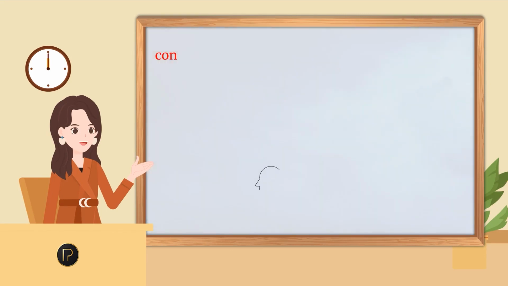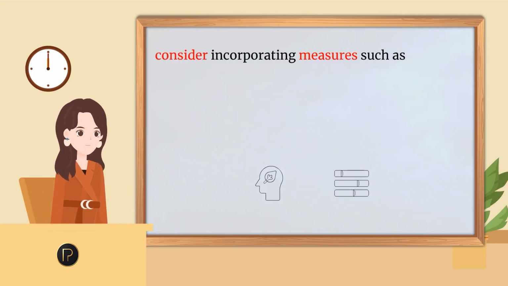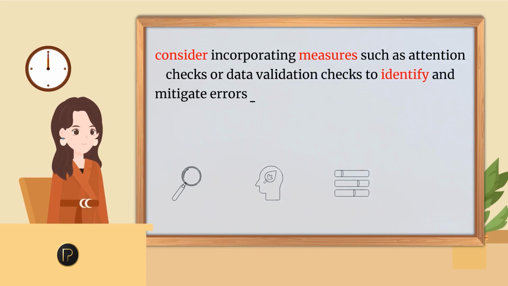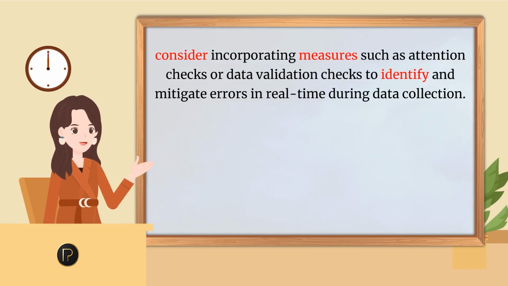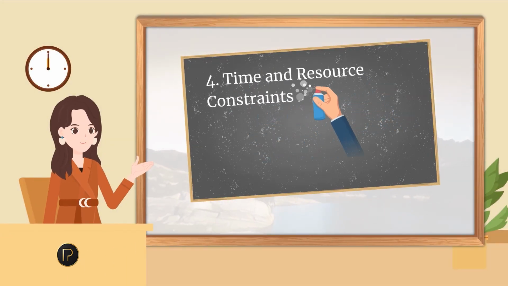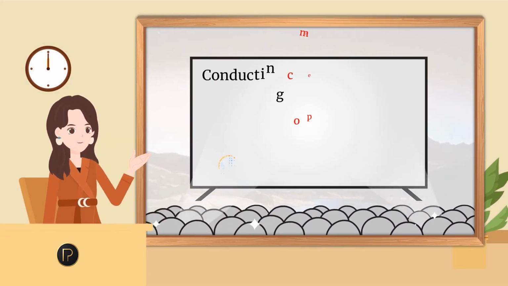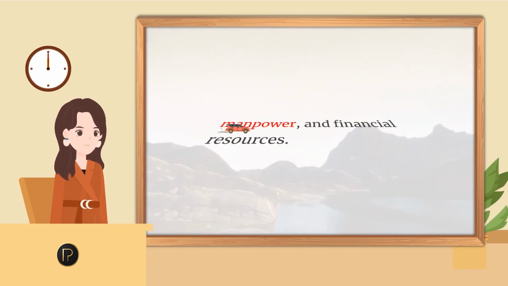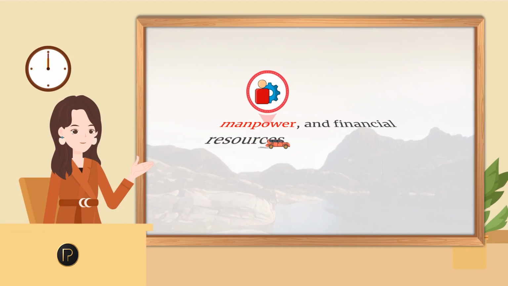Additionally, consider incorporating measures such as attention checks or data validation checks to identify and mitigate errors in real time during data collection. 4. Time and resource constraints. Conducting comprehensive market research requires significant investments of time, manpower, and financial resources.